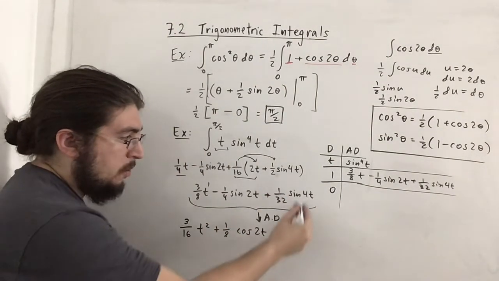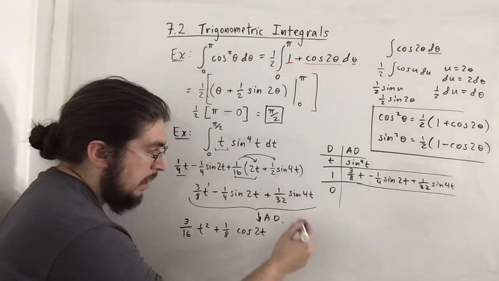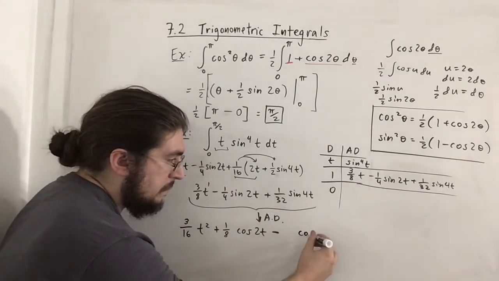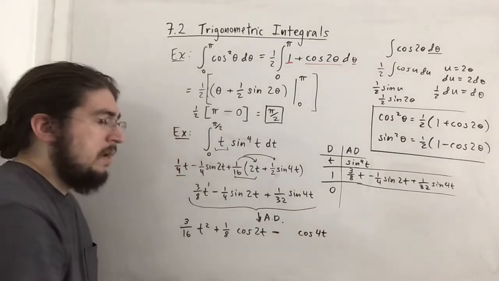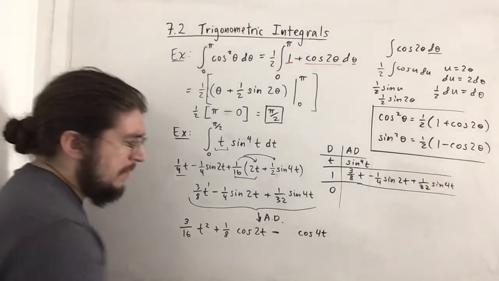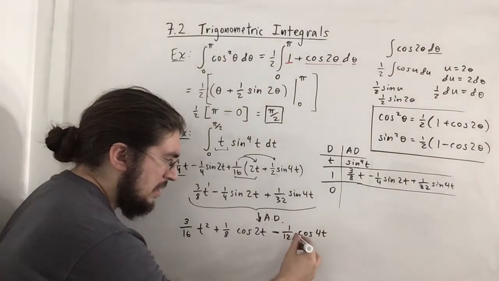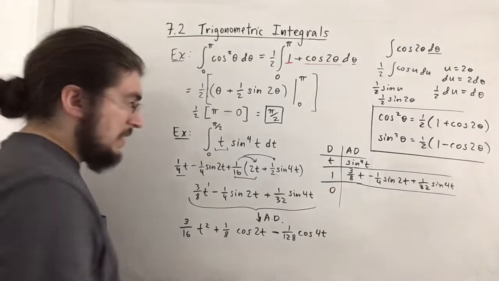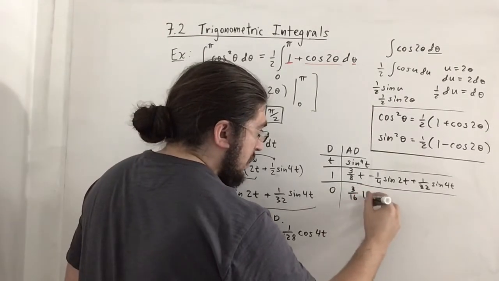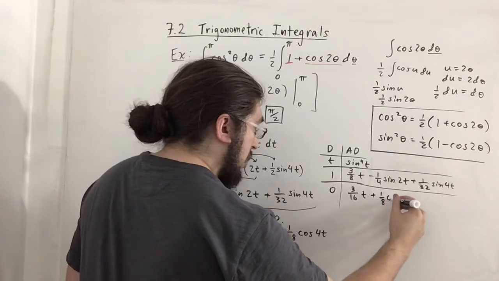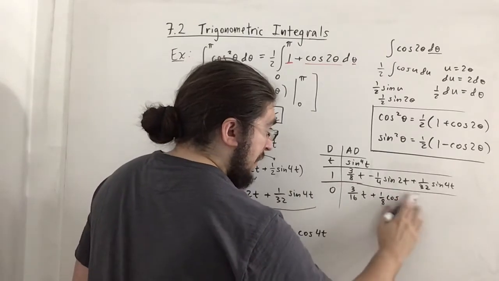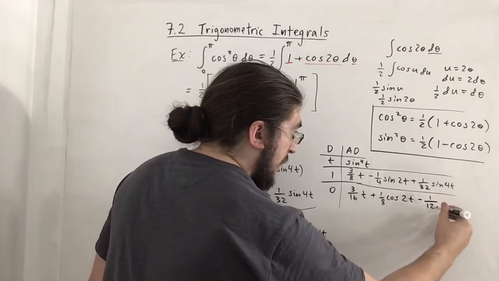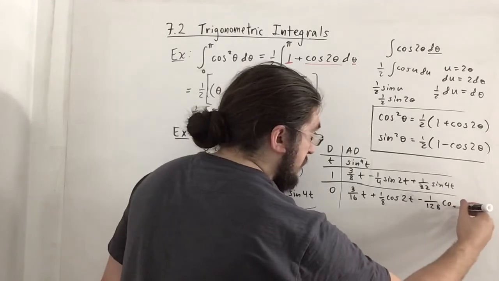And here, antiderivative of sine, again, is negative cosine, so the sign changes to negative in this case. And since it's of 4t, we divide by 4, and we get 4 times 32 in the denominator, which is 1/128. Perfect. Well, kind of perfect. It's still pretty crazy long. So we get 3/16 t plus 1/8 cosine of 2t minus, so this is not to be confused with a square, okay, minus 1/128 cosine of 4t. Wow.